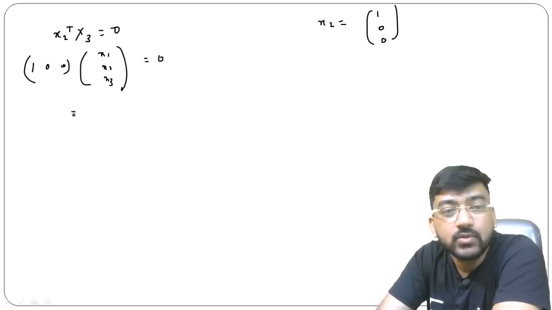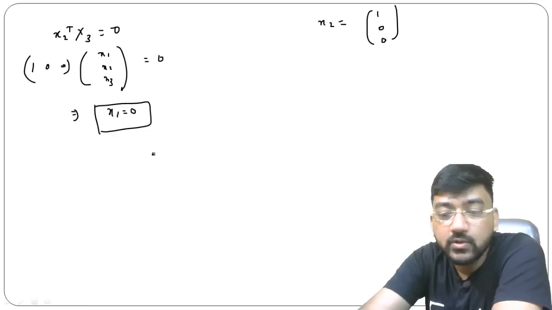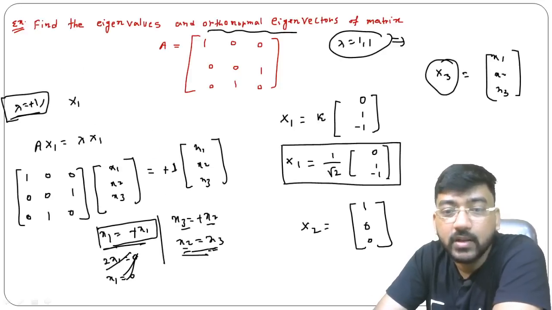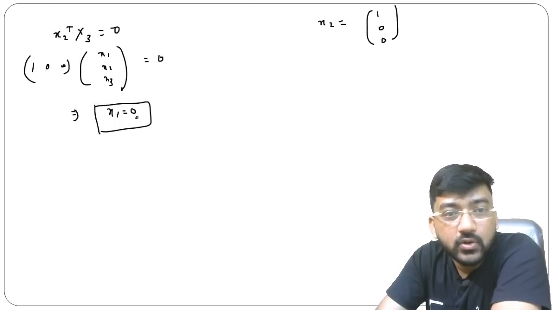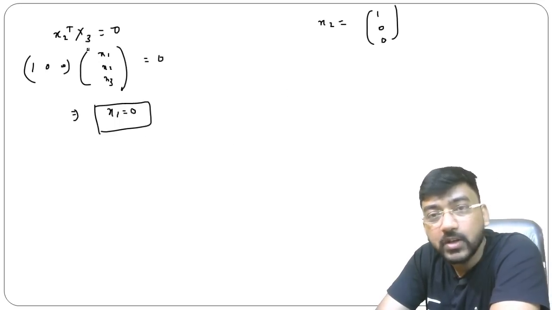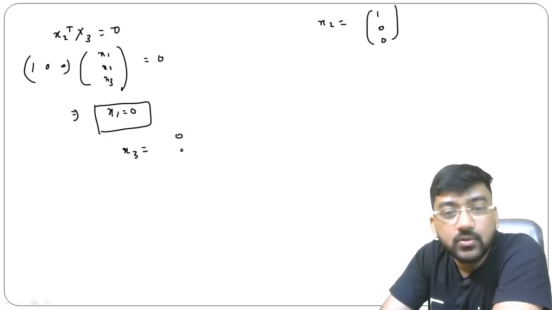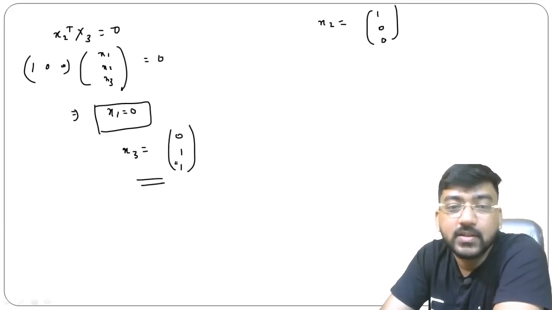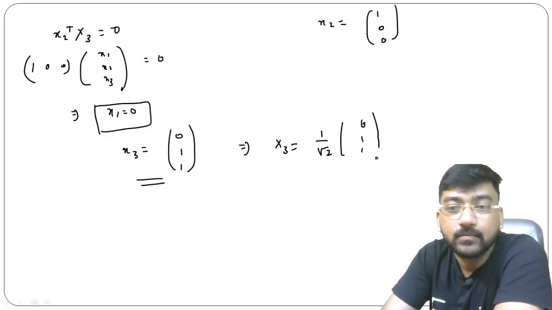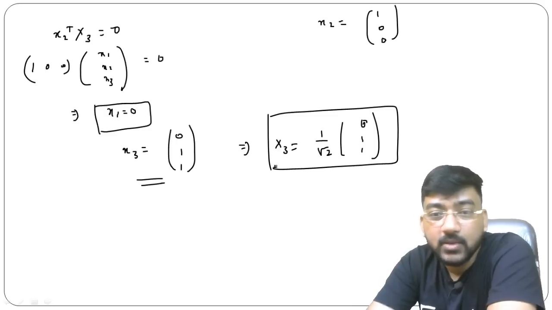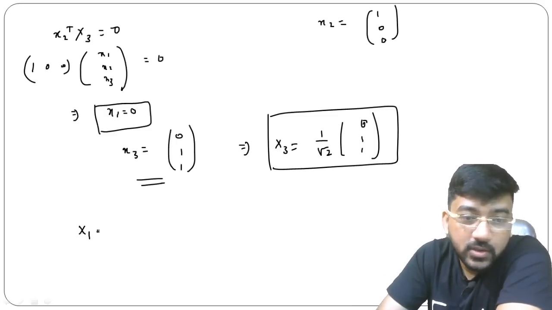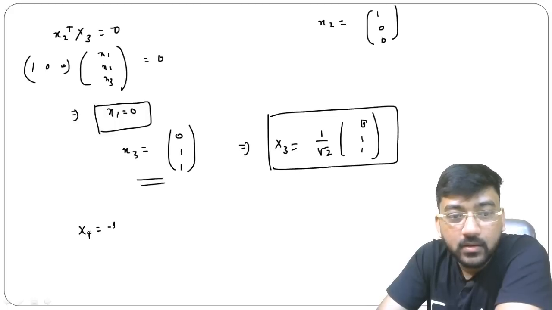So from here you can see your x1 will be 0. If x1 is equal to 0, and from here you can see your x2 and x3 are equal, so let us take x2 and x3 as 1. If you take x2 and x3 as 1 and x1 is equal to 0, then that will give you the orthogonal eigenvector. So your x3 will be just 0, 1 and 1. And if you want to normalize it, you will have x3 is equal to 1 upon root 2 times 0, 1, 1. So this is your orthonormal eigenvector.